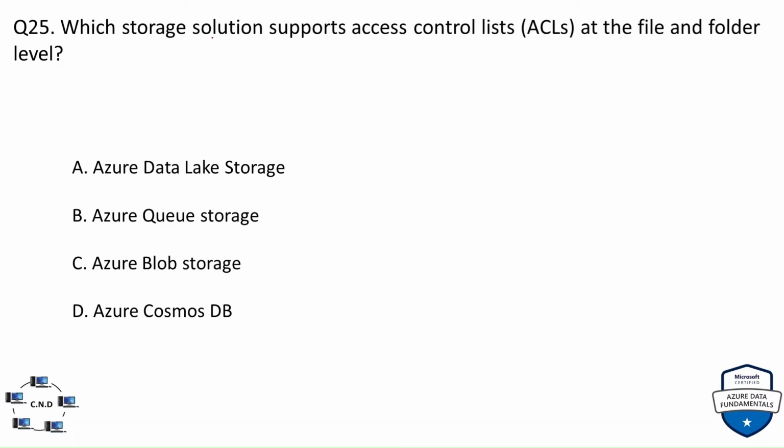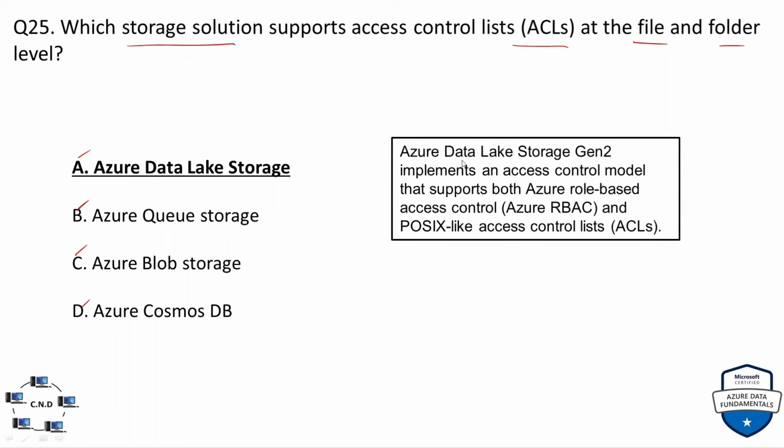Question number 25 is that which storage solution supports access control lists at the file and folder level? The options are A. Azure Data Lake Storage, B. Azure Queue Storage, C. Azure Blob Storage, and D. Azure Cosmos DB. And the correct option is Azure Data Lake Storage. So Azure Data Lake Storage Gen2 implements an access control model that supports both Azure role-based access control, that is Azure RBAC, and POSIX-like access control lists.